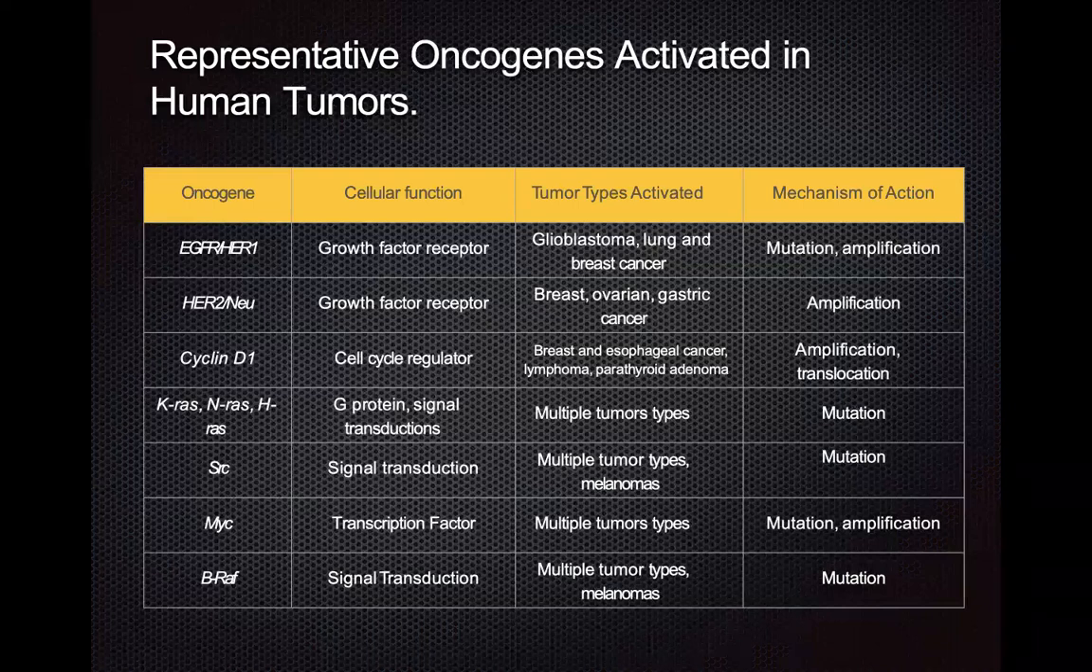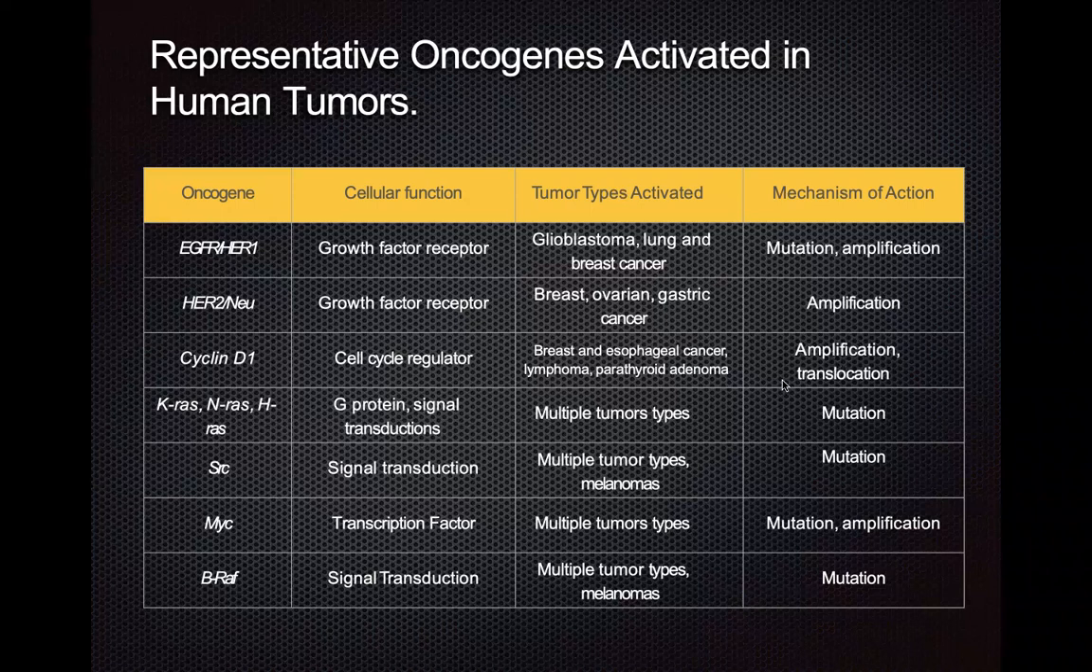So let's talk about the representative oncogenes activated in human tumors. For an oncogene like EGFR or HER1, the cellular function is as a growth factor receptor that is activated in glioblastoma, lung, and breast cancer, and the mechanisms of action that turn it into an oncogene are mutations and amplifications. As you can also see, for example, cyclin D1, a cell cycle regulator, is activated in breast and esophageal cancer, lymphoma, and parathyroid adenoma, which is also caused by amplifications and translocations.